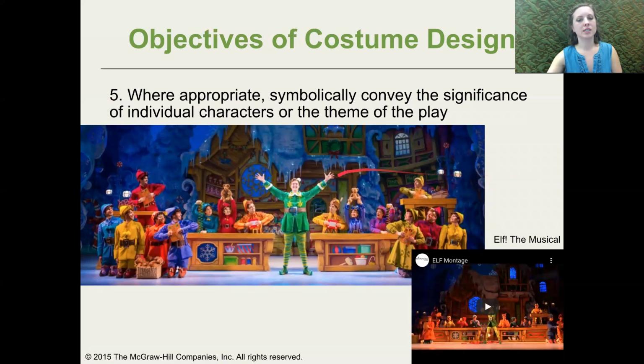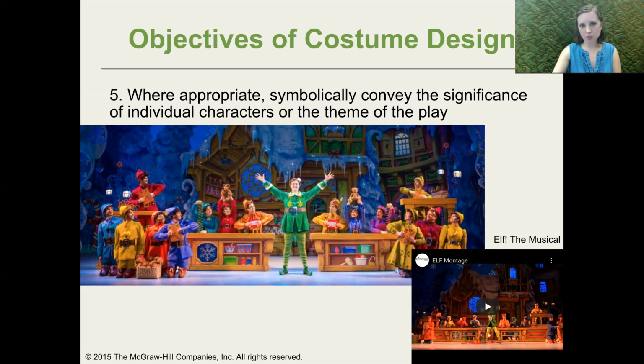So the symbolism or the significance of individual characters is shown here because we're all familiar with Buddy the Elf's costume, but the costume designer for the musical chose to use green very sparingly in the rest of the costumes because he wanted to emphasize Buddy. So you'll see, even though they're all in these silly elf costumes, none of them are in green. So Buddy's always going to be the one that we're focusing on, even if we don't realize why it is.